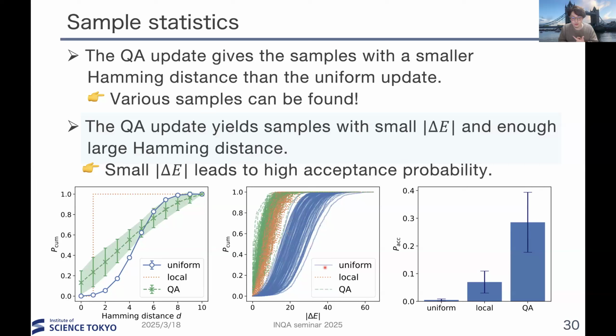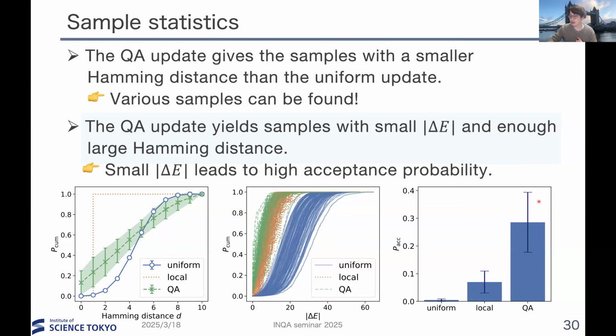Next, we also compute the cumulative probability with respect to the difference between the current energy and the proposed energy. From this figure, the QA update yields a small absolute delta E and a sufficiently large Hamming distance. The small delta E means a high acceptance probability. This is the result.